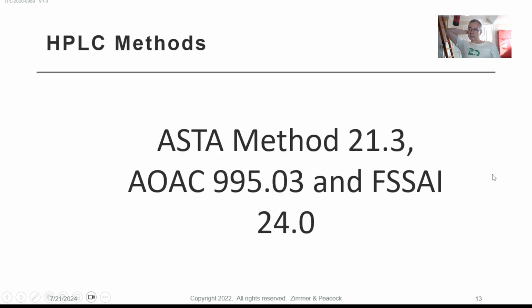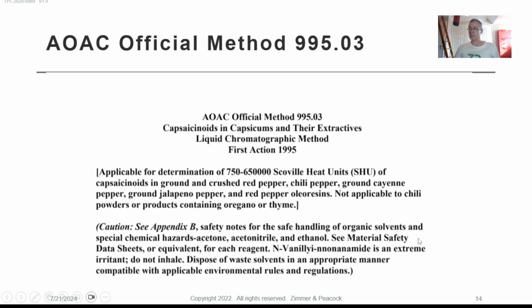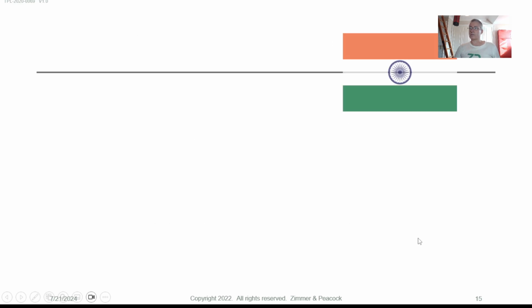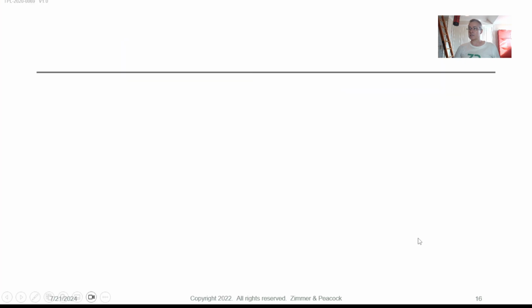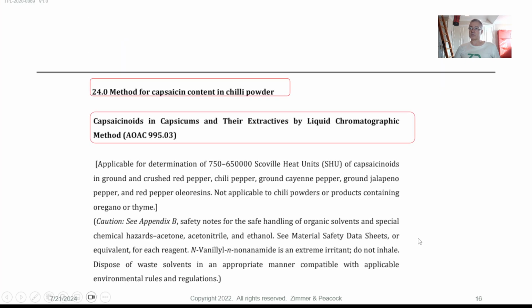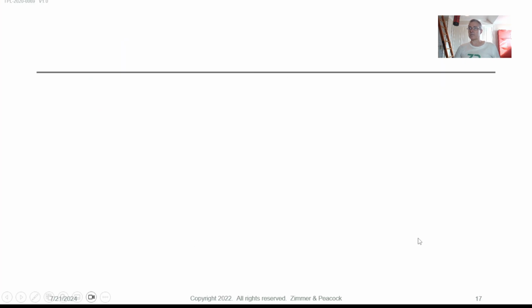The methods that we come across a lot is ASTA 21.3, but it's really the same as the AOAC 99.5.03, and the same goes for the Indian Foods Administration, which has a 24.0 method. These are all really the same thing. We have read them and watched them change over the years, and we do understand that the three I've mentioned are actually the same thing.